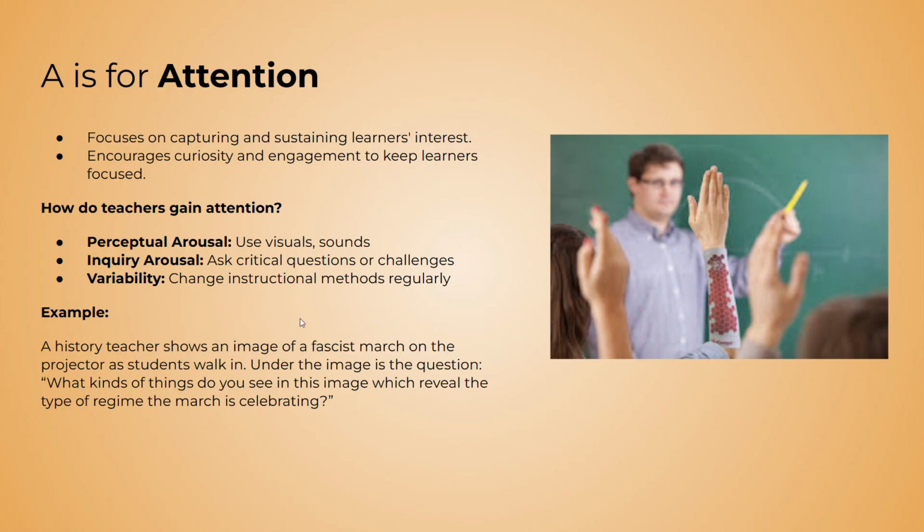So for example, a history teacher might show an image of a fascist march on the projector as students walk in. And under the image, he might ask the question, what kinds of things do you see in this image which reveal the type of regime the march is celebrating? So this is a critical question. He's using a visual, and he's calling back to things that students might already know for them to answer the question.